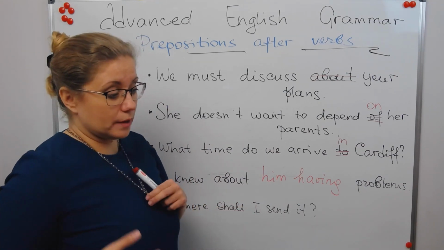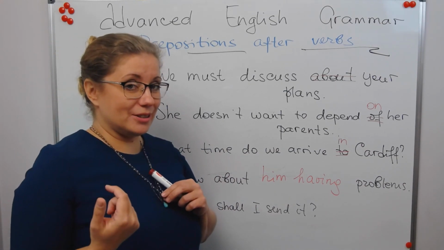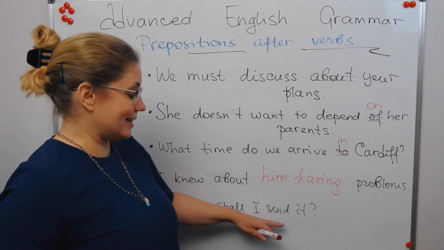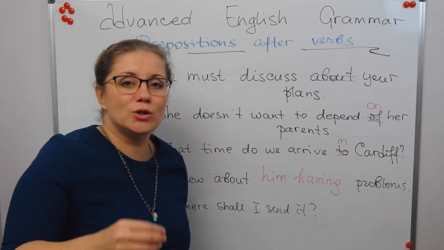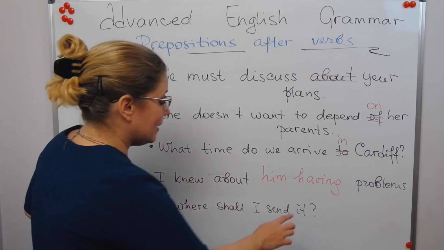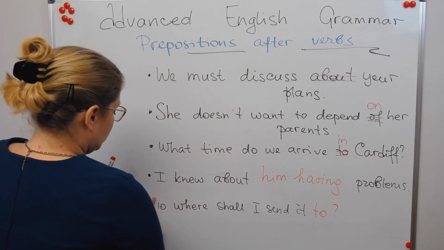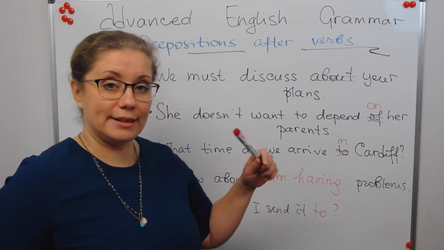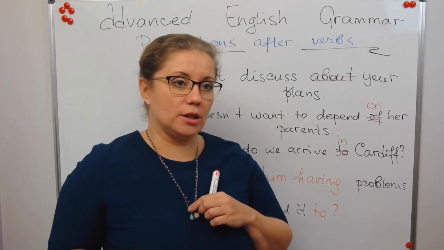For example, you have bought something, you are ordering the delivery, and the person says it differently. Because if you are in an English-speaking country, you will hear, where shall I send it to? Because this preposition to belongs to the verb, not to this question word. That's why we will move it here. We will remove it from here. And we will say, where shall I send it to?